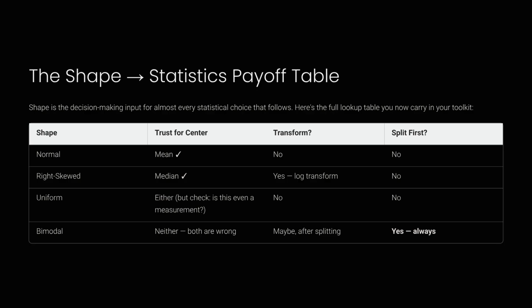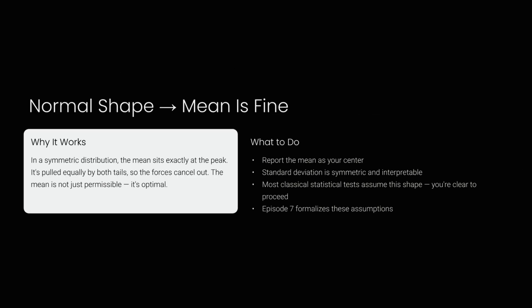This lookup table summarizes your toolkit for different shapes. It provides a quick guide on whether to trust the mean, when to apply a transformation, or if your data needs to be split before further analysis. For normal shapes, the mean is perfectly fine. It sits at the peak, balanced by the symmetric tails. This stability means you are clear to proceed with most classical statistical tests.